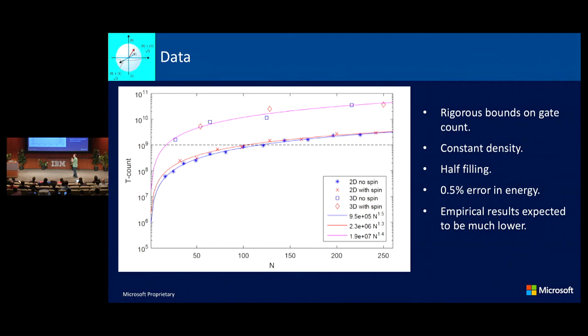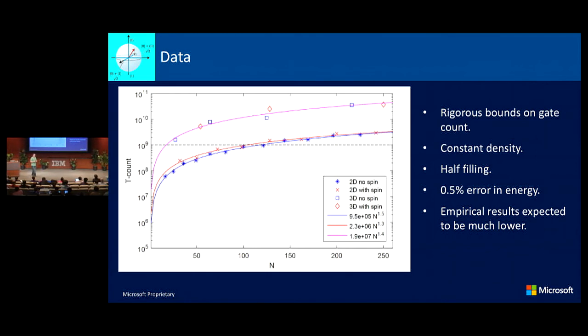But anyways, the point is that when we go through and do this calculation, depending on whether we're looking at 2D or 3D Jellium, one of the things that we end up seeing is that as we increase the number of plane waves in our problem, we can get to pretty large systems in under a billion T gates. And a key point behind all of this is that these are upper bounds. If we put empirical numbers in, my suspicion is they're probably going to go down by a factor of 100.